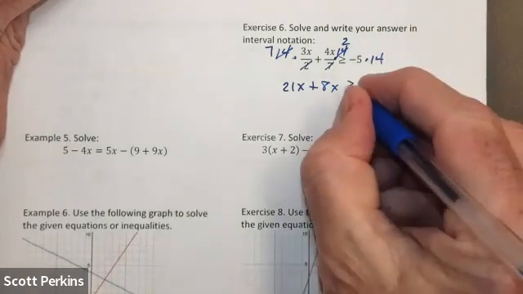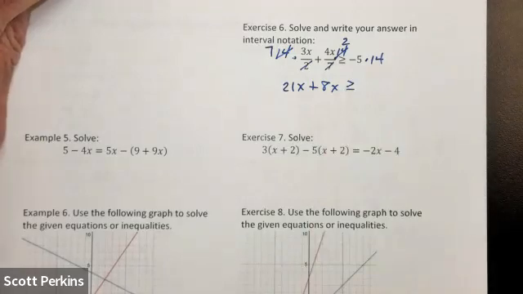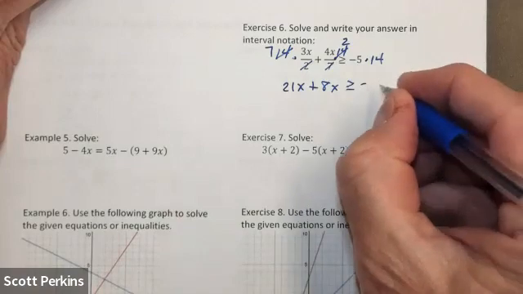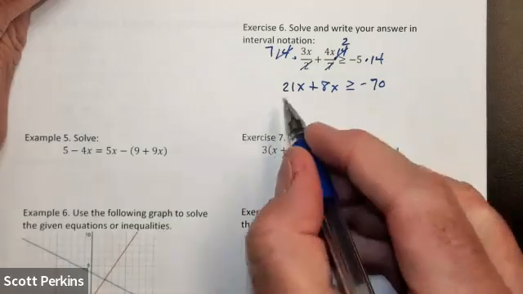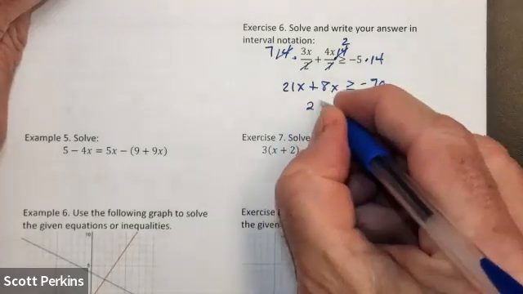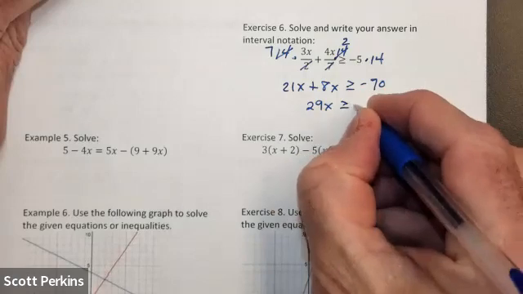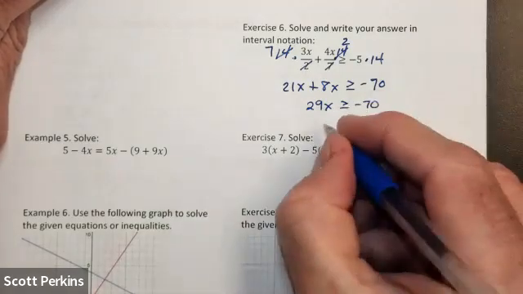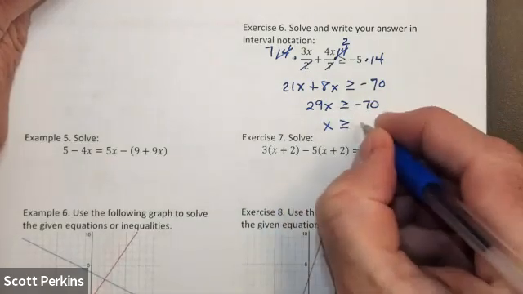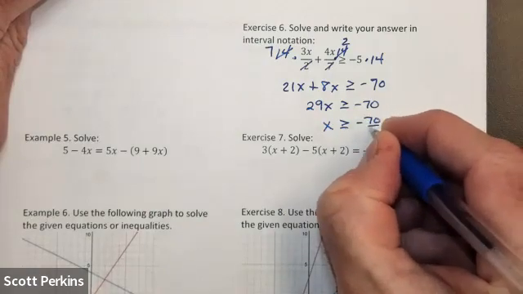And then greater than or equal to, and I can't forget to multiply the other side by 14 as well. And so that turns out to be negative 70, I believe, if I'm doing my arithmetic right. Just about done. 21 plus 8 is 29x. I'm going to divide by that 29. It is not a negative. It's a positive, so I'm not going to flip the sign. I'm just going to have x is greater than or equal to negative 70 over 29.